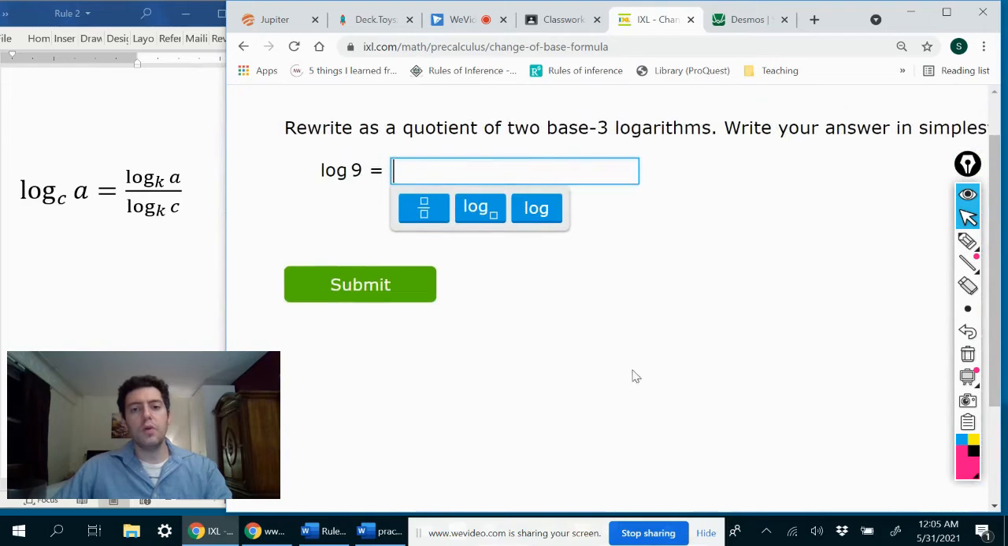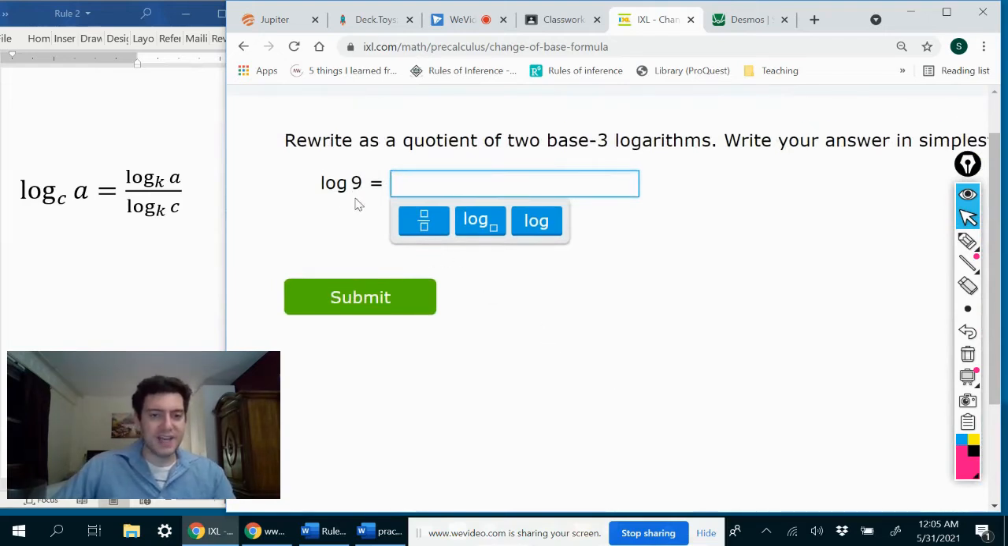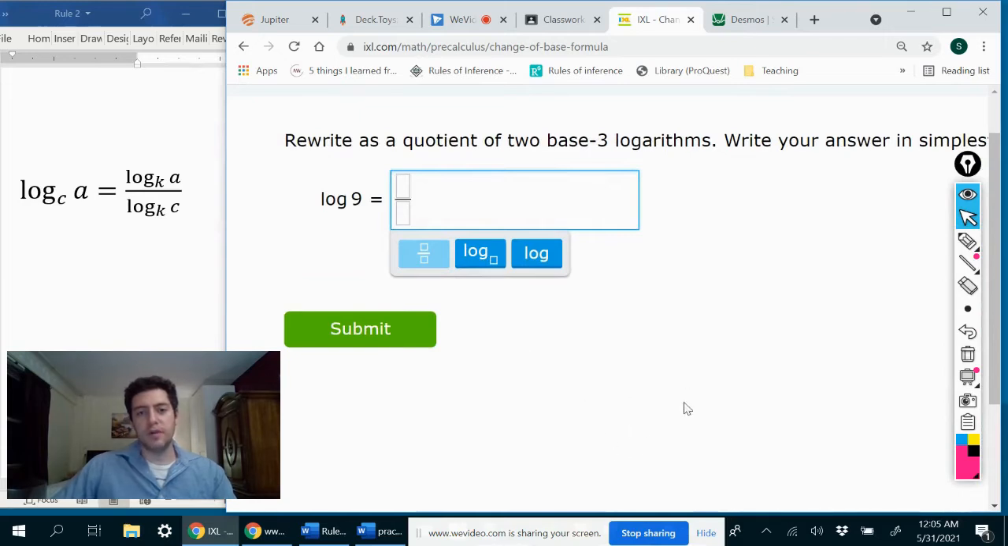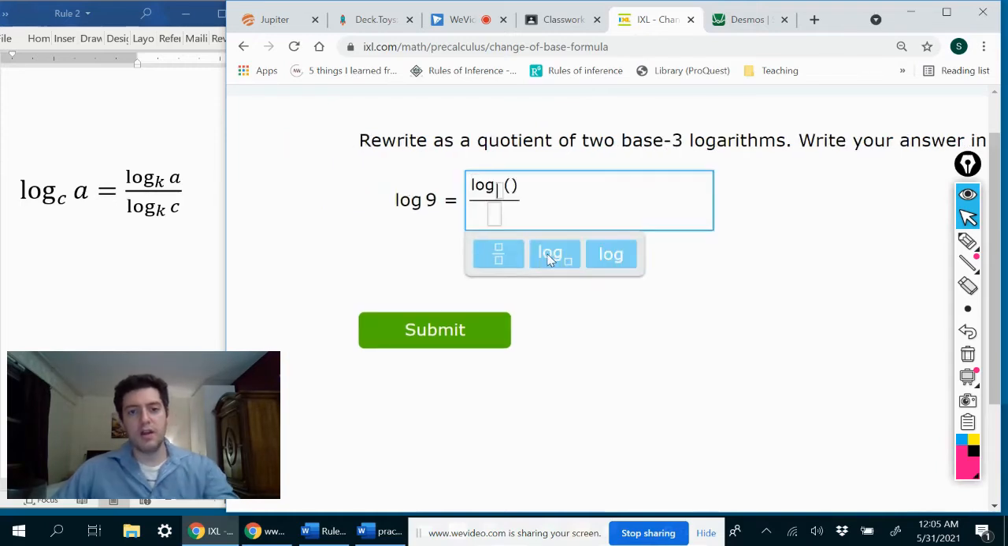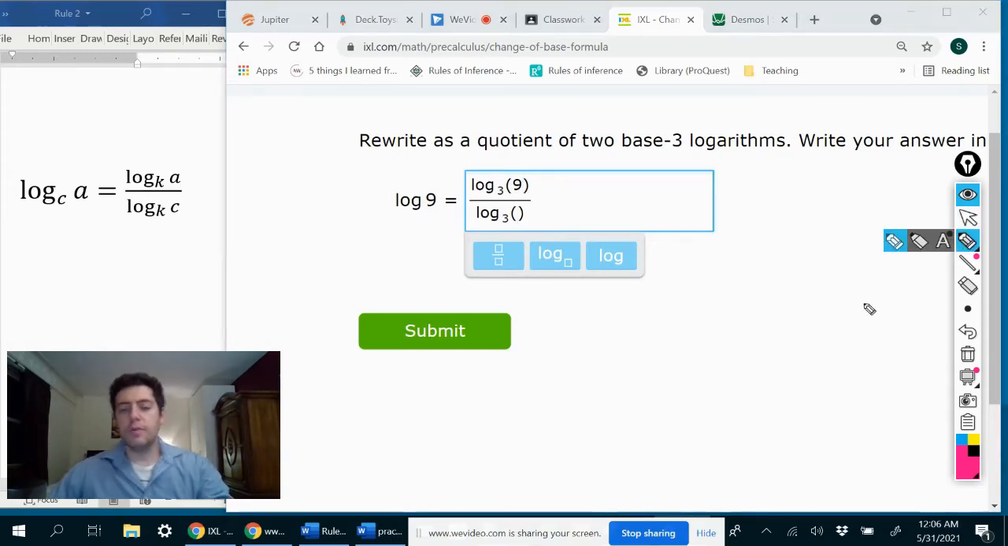Okay, so now we see that it's not giving me a base over here. So what do I need to do for this problem? So I do know that it's telling me over here to use base 3 logarithms in my quotient. So let's do that. Log base 3. Here again, log base 3. I know that in the numerator here I should be putting a 9. What should I put in the denominator down here? So remember, if you do not see a base, then that means the base is 10. So down here we will be putting a 10.